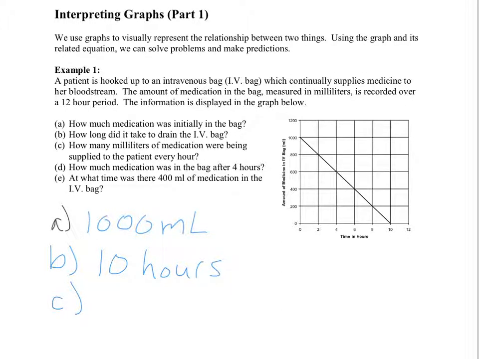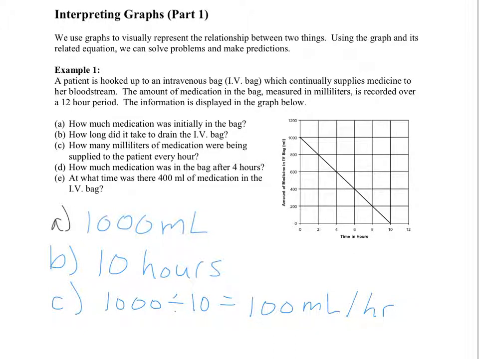C, how many milliliters of medication were being supplied to the patient every hour? This is where some math comes in. We had 1,000 milliliters at the start at time 0, and then it took 10 hours to get all the way down to a volume of 0. So if it takes 10 hours for 1,000 milliliters to drain, then 1,000 milliliters divided by 10 hours equals 100 milliliters per hour.